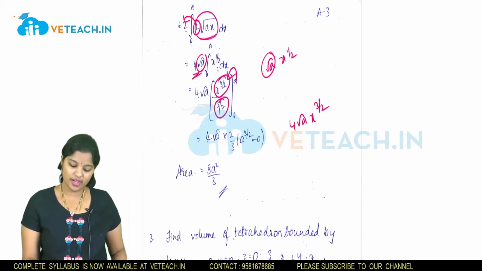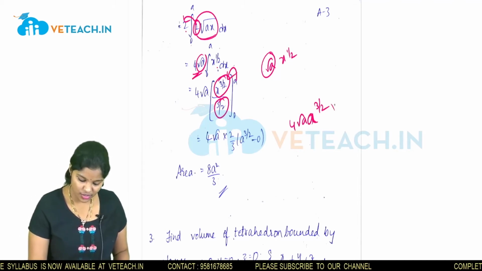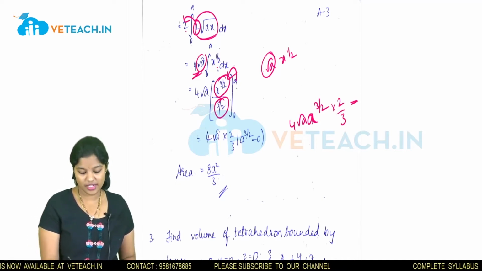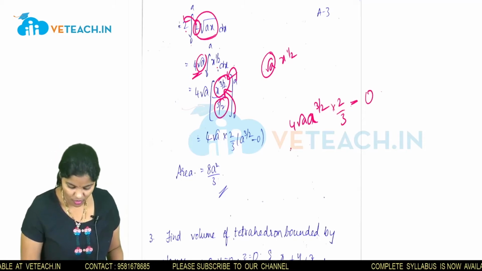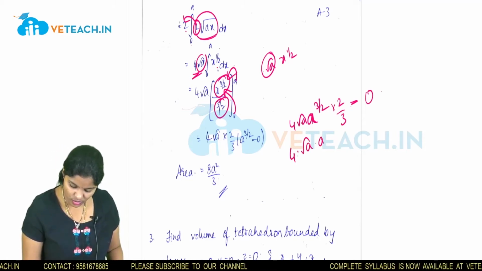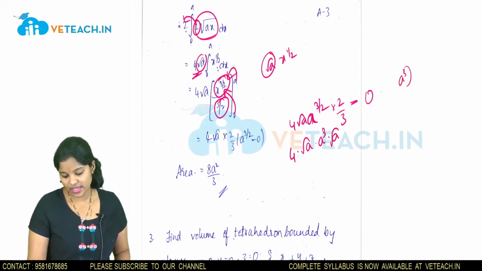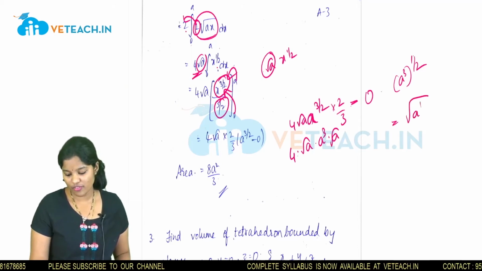Now insert the upper limit. What will x become? It will become a into 2 by 3. And what will be the other limit? If 0 is inserted, the whole term will be 0. That means 4 root a into a, root a into a cube, that is a cube whole power 1 by 2, that is root of a cube.